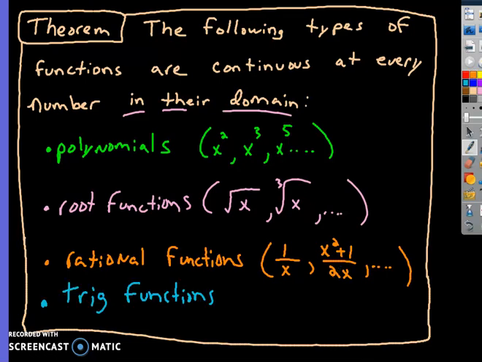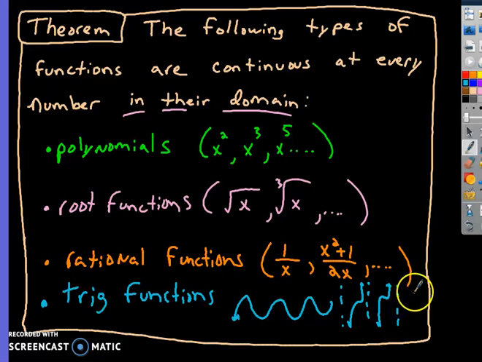All right, and the last one is trig functions. Trig functions at all the elements in their domain, sine, cosine, tangent, are going to be smooth, without any breaks. Tangent isn't really smooth because it has breaks in it. Again, those breaks don't exist in the domain. It's already defined as not being a part of its domain. So it still is true that it's continuous at every point that is within its domain. All right, so anyway, those are the 4 function types that are continuous at every number in their domain.